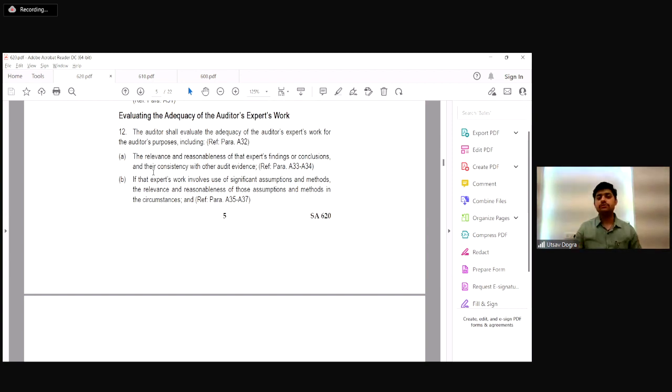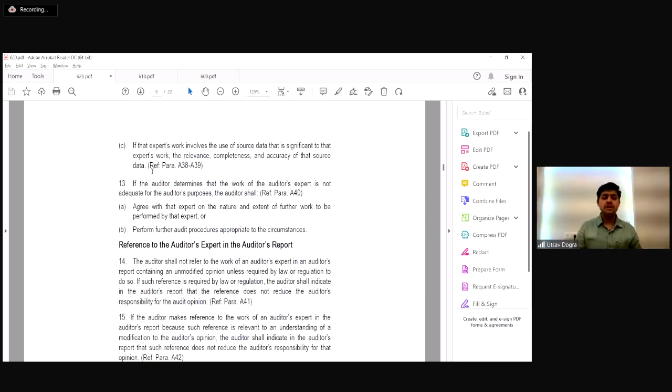If the expert's work involves use of significant assumptions and methods, the relevance and reasonableness of those assumptions and methods in the circumstances must be understood. If the expert's work involves use of significant source data, the relevance, completeness, and accuracy of the source data must be checked. It should not be that the data has been found from Google somewhere. No, the auditor's expert must communicate with the auditor in case they need any data from the company, and the data must be provided to them from the direct source or an authenticated source.